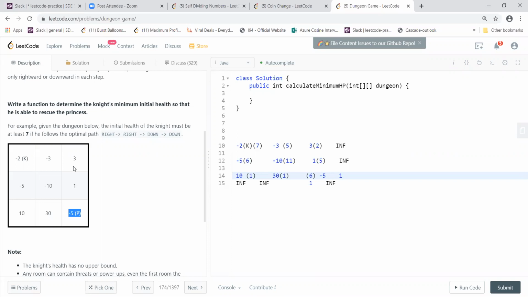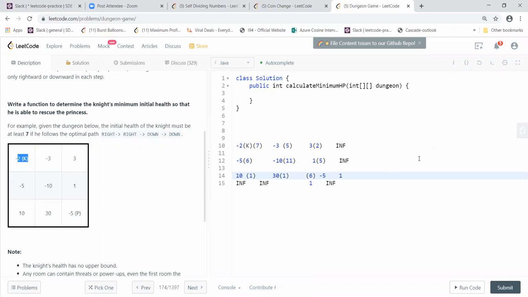Then if you come to the last cell and look at its right and the downside, you can find out which is the minimum value, and then take that minimum value and subtract the one which is at the current position, the current cell. So then you get the minimum health points. Therefore you have to subtract them. You got it?